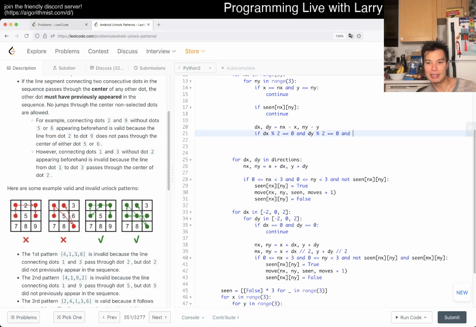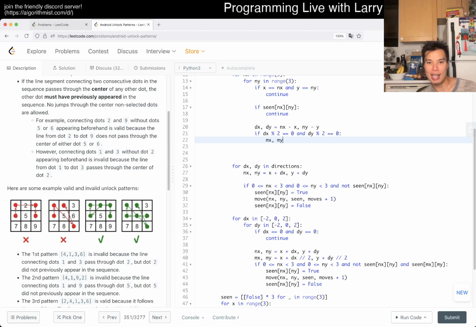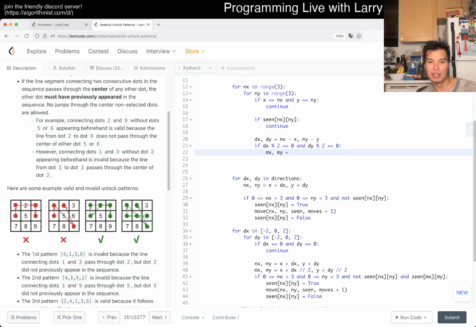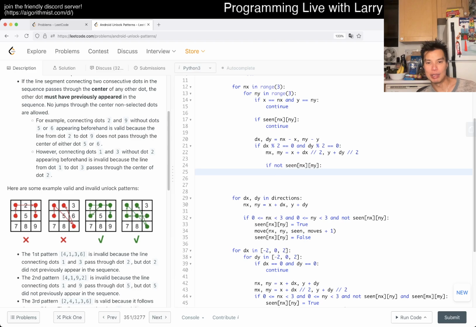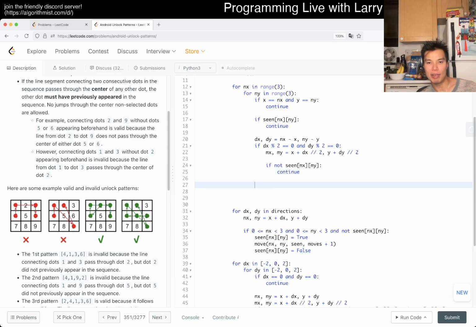Then let's just do it this way. mx, my is equal to x plus dx over 2, y plus dy over 2, right? So then now if not seen of mx and my, so if the midpoint is not seen, then we continue, right? Otherwise, we're good to go for nx and ny. So then we just go seen of nx and ny is equal to true.